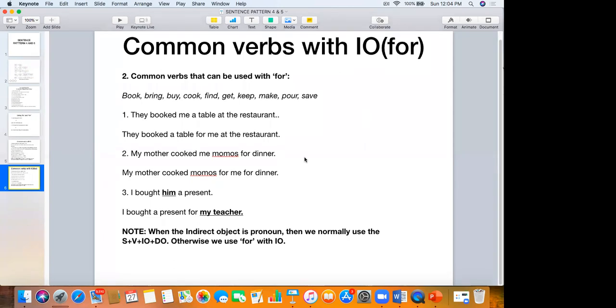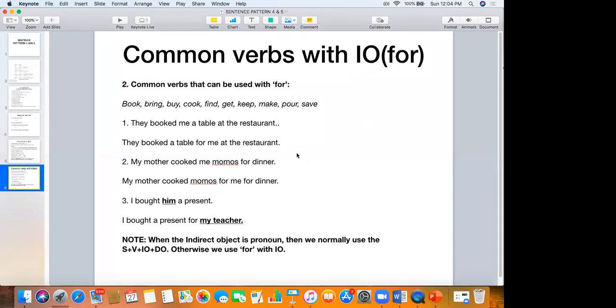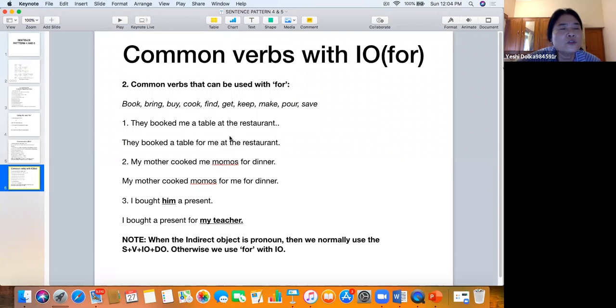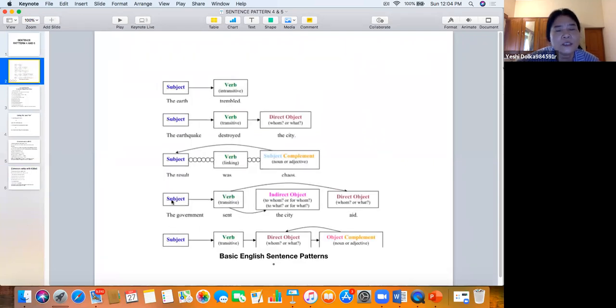Okay. Yes. All right. So this is just an introduction to a sentence with two objects. It's this one: subject, the government sent the city aid. The government sent the city aid. Subject, verb, indirect object, direct object. It's this sentence pattern that we were learning here. Now I'm going to show you some more exercises and you will try these exercises.